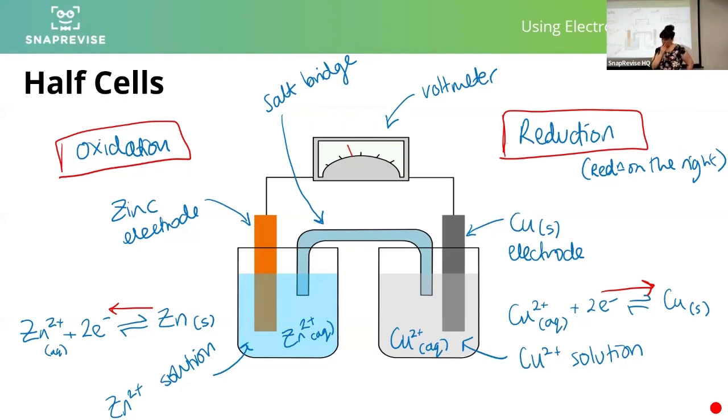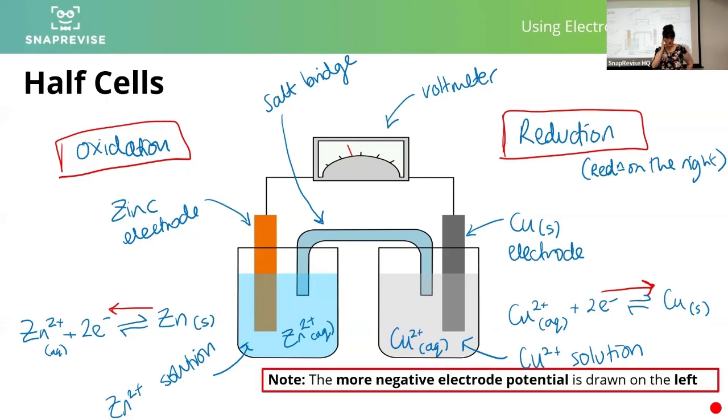Was there anything else I wanted to say? Can't remember. Let's add that down there. So note the more negative electrode potential is drawn on the left, or I would think about it in terms of reduction. So reduction is on the right. So the more positive reduction potential, the more likely thing to be reduced. The more positive reduction potential goes on the right. Reduction on the right. RR. Bit easier to remember, I think. And again, I would personally think about it in terms of reduction, because that's what our reduction potentials are given as.